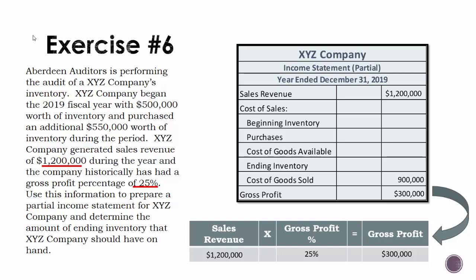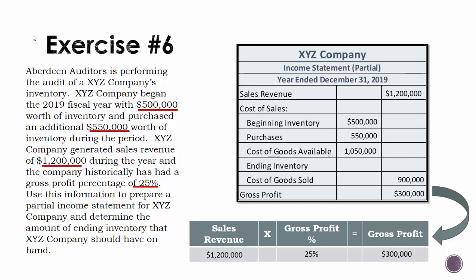Let's go to our cost of sales section, or our cost of goods sold section, and we'll fill in some numbers here as well. We know XYZ's beginning inventory for the period was $500,000. We can fill that in. We know that they purchased an additional $550,000 worth of inventory, and because cost of goods available is just beginning inventory plus purchases, that's going to be $1,050,000.